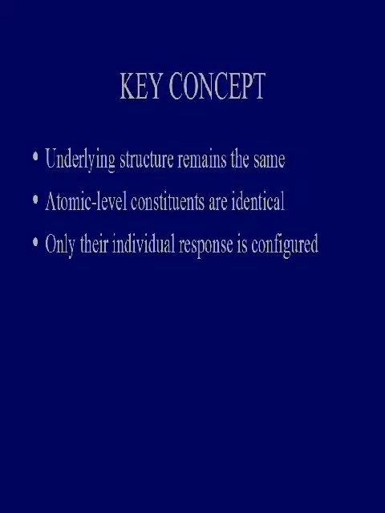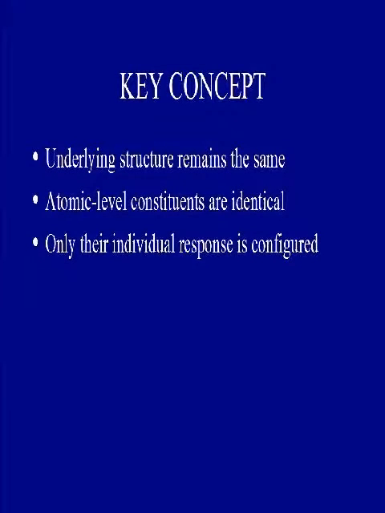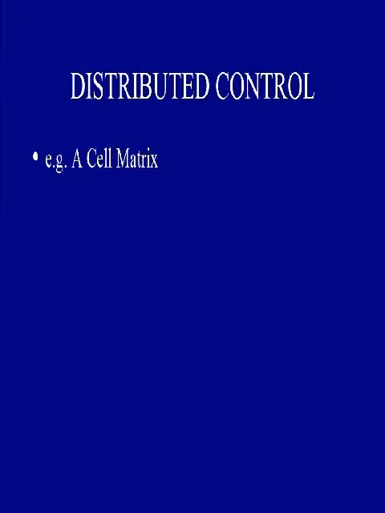Despite this variation in macroscale behavior, all these objects would have the same principal underlying structure, namely an identical lattice of identical artificial atoms. The material is thus configured not by changing the lattice itself, but only by changing the characteristics of each atom. This would be managed by a highly distributed, parallel control system dispersed throughout the lattice, such as, for example, a cell matrix.